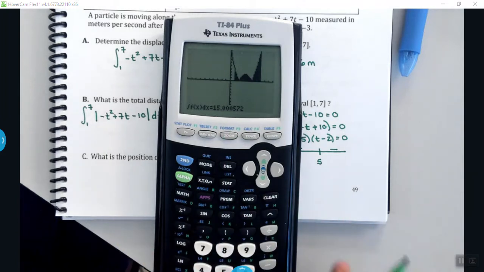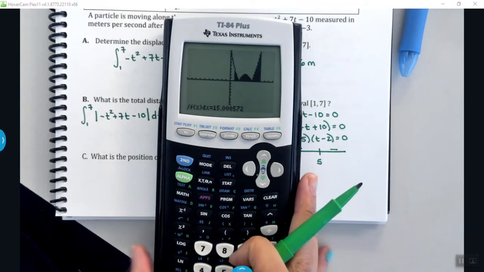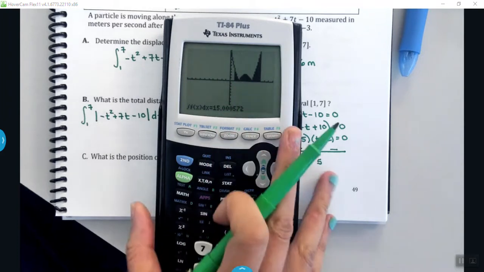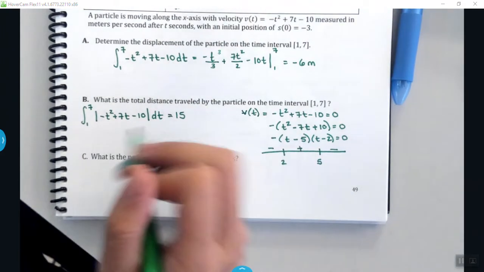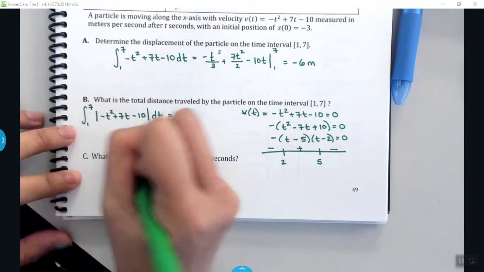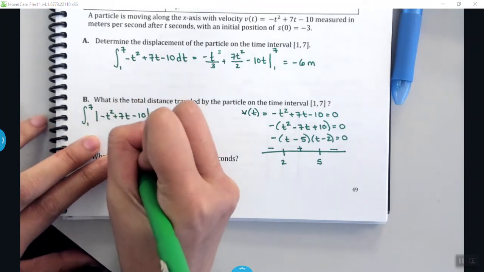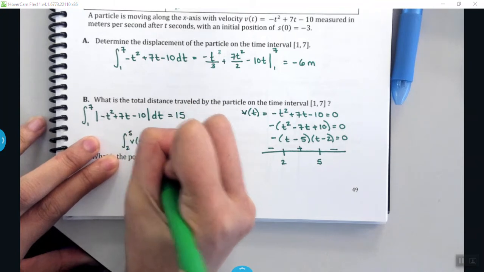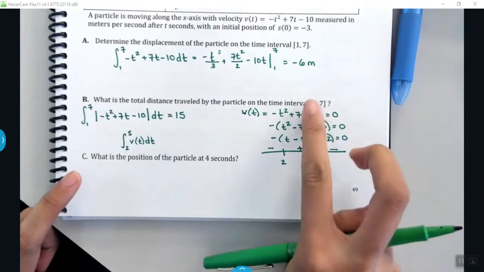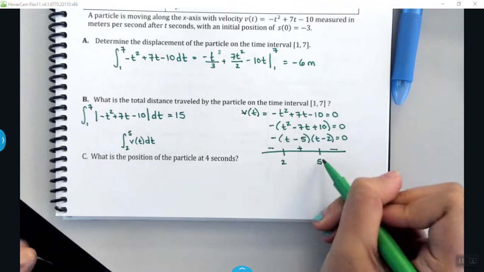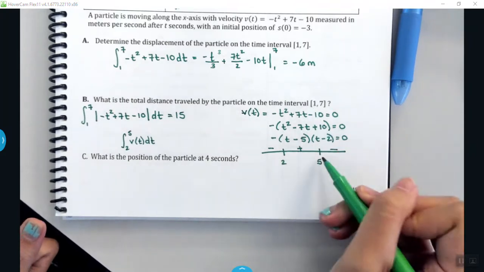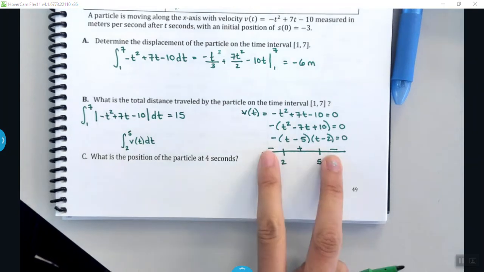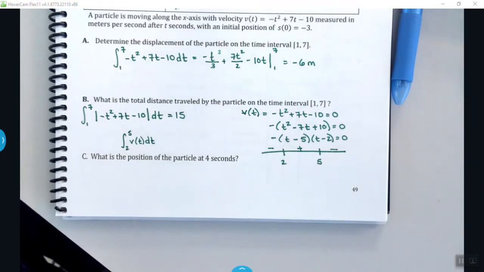But let's say you don't have your calculator and you've got to do it by hand. This is what we're doing here visually. We would have to go, well, the integral from 2 to 5 is fine. But the integral from 1 to 2 and from 5 to 7 are negative, so we need to make them positive.